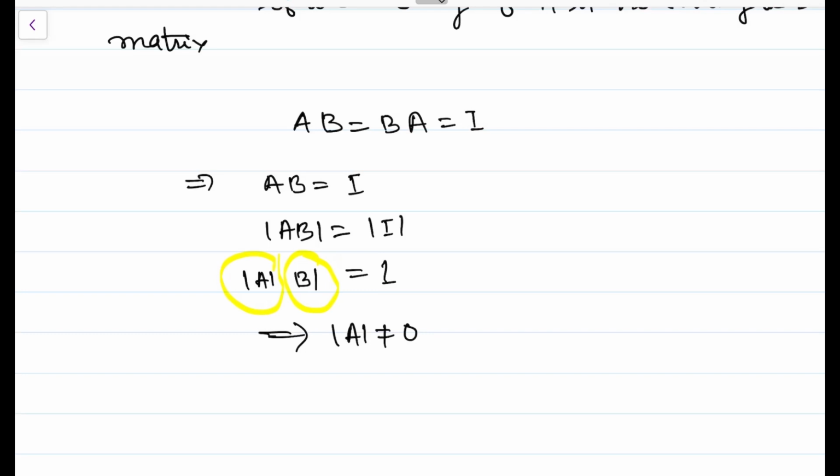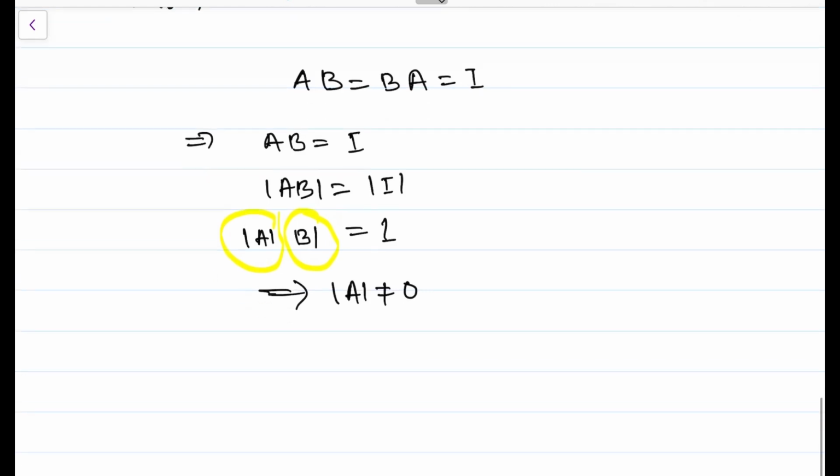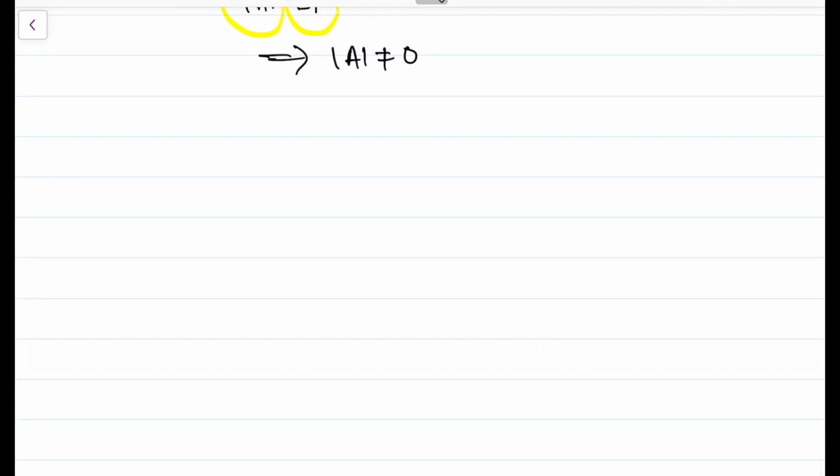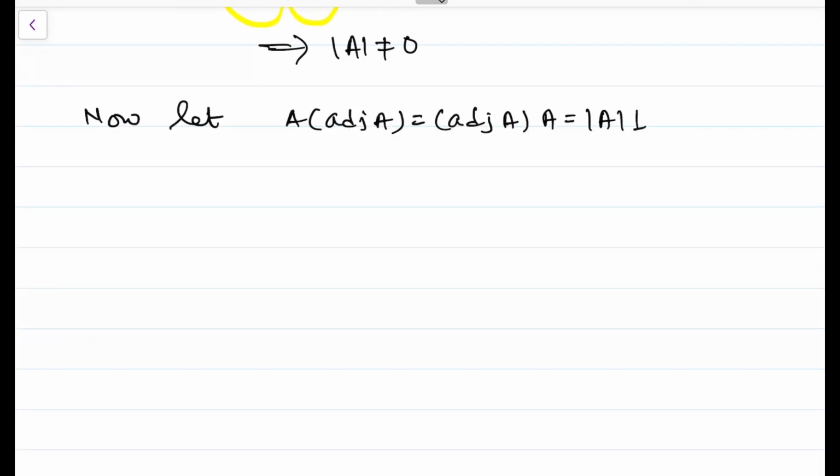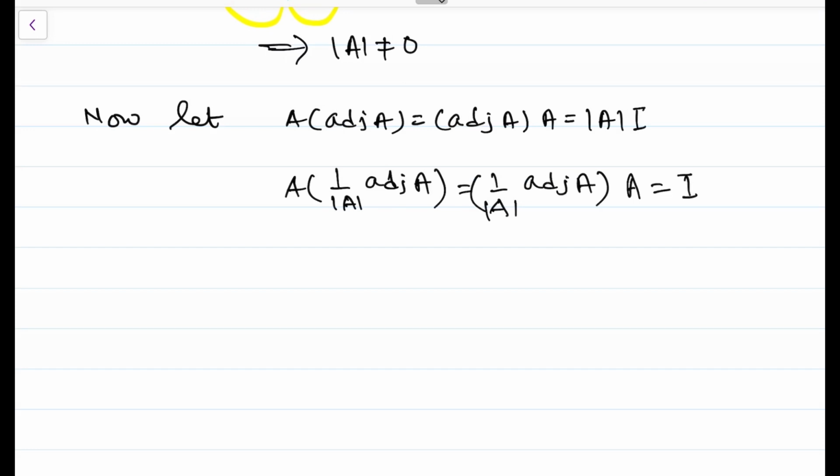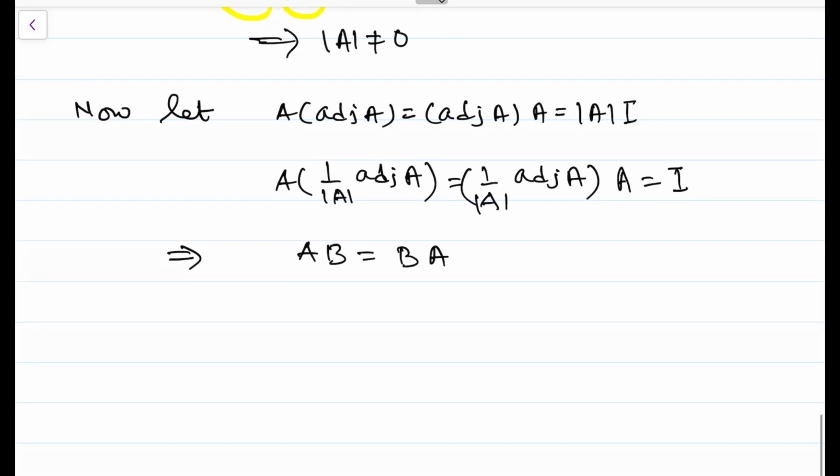This proves that A is non-singular. Now let A into adjoint A be equal to adjoint A into A, which is equal to determinant of A into I. Dividing by determinant A, we'll get A into (1 by determinant A into adjoint A) is equal to (1 by determinant A into adjoint A) into A is equal to I. This implies A into B is equal to B into A is equal to I. It means that B is the inverse of A.